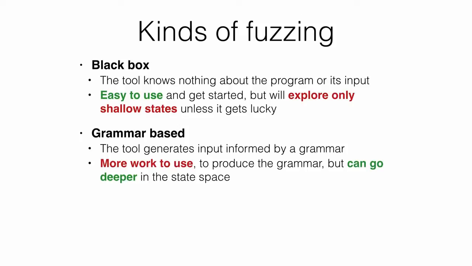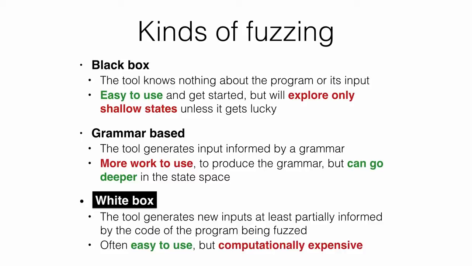Grammar-based fuzzing works by having the tool generate input informed by a grammar that describes the input format expected by the target program. Now, this is more work to use because the operator needs to define the grammar, but on the other hand, it will often go deeper in the program state space. In particular, a grammar-based fuzzer will be able to get past the well-formedness checks that the target program probably is implementing on its input, and therefore will be able to cover more parts of the program.